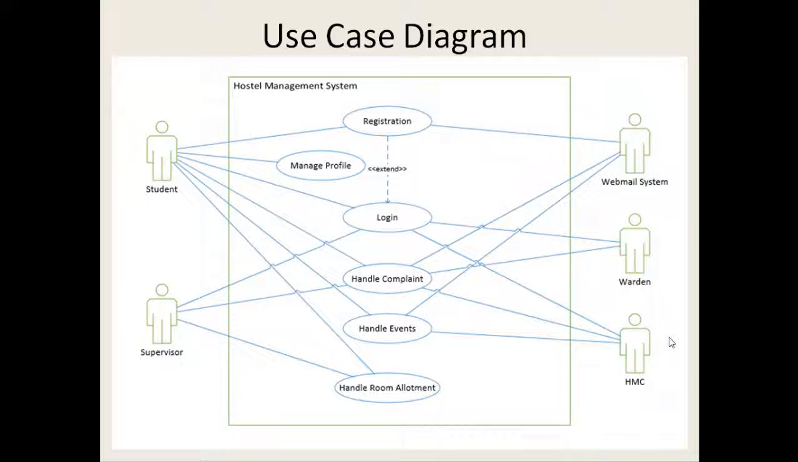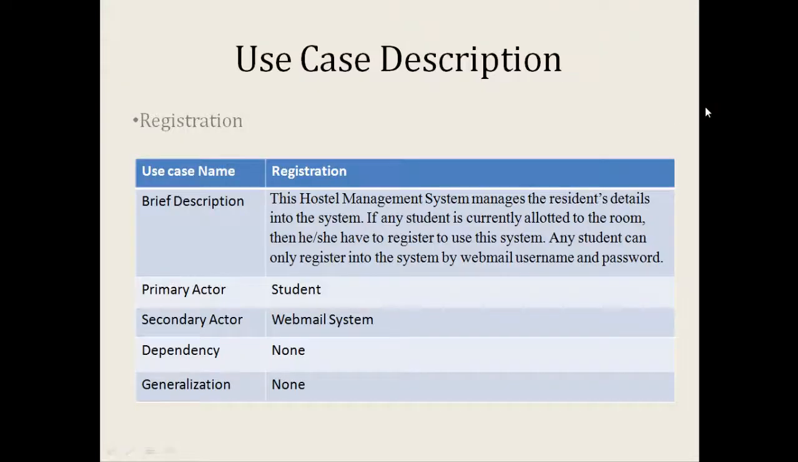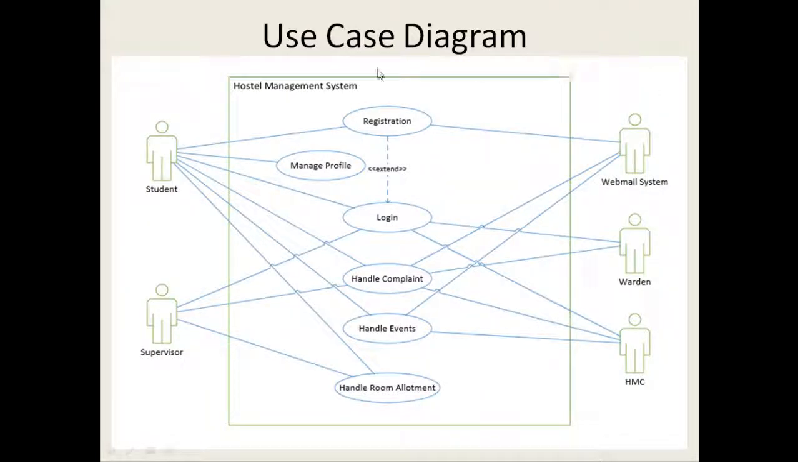So let's see what happens in this diagram. Why I have made this type of diagram. This diagram shows the whole representation of the hostel management system. So first of all, there are 4 major actors: student, supervisor, HMC and warden.